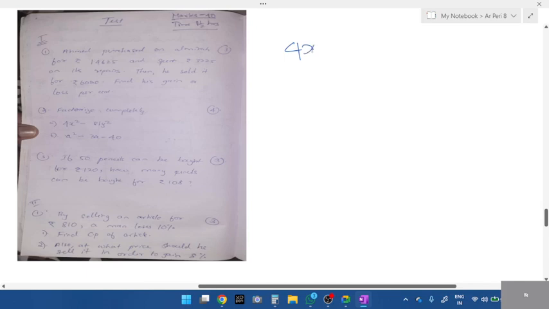Now look at the second question. Factorize completely: 4x square minus 81y square. All of you have the answer sheets with you.